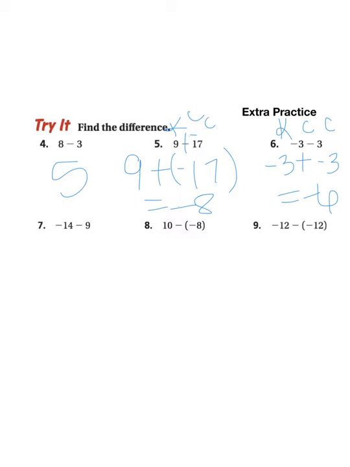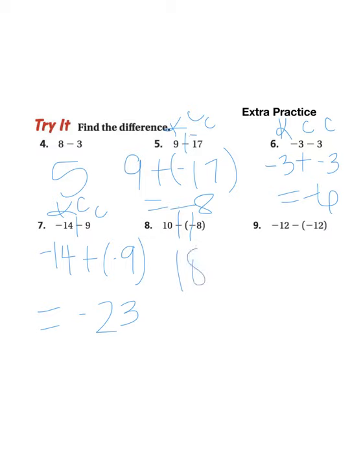Number 7, -14 minus 9. We will keep change, and we will keep the -14, change the minus to a plus, and change the +9 to a -9. And when you do that, you should get a negative answer. Okay, number 8, we will keep the 10, change minus to plus, and the -8 will go positive, and 10 plus 8 is 18.